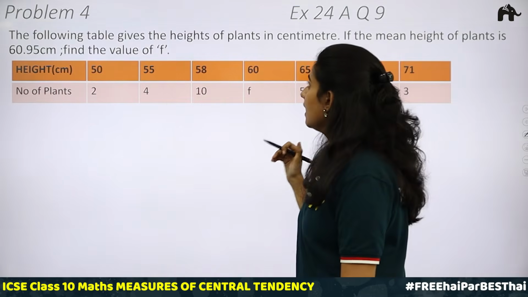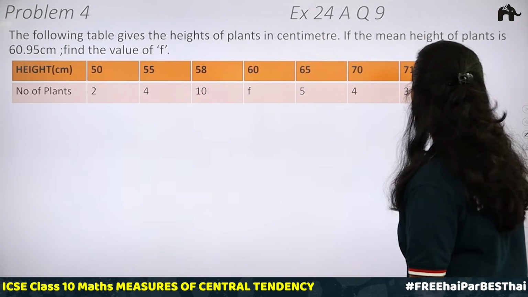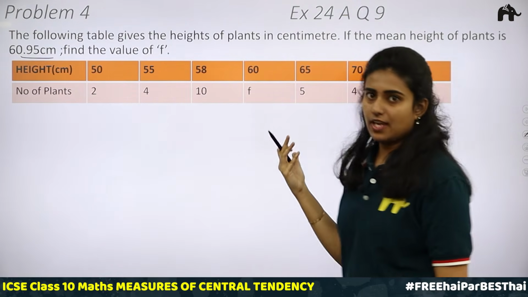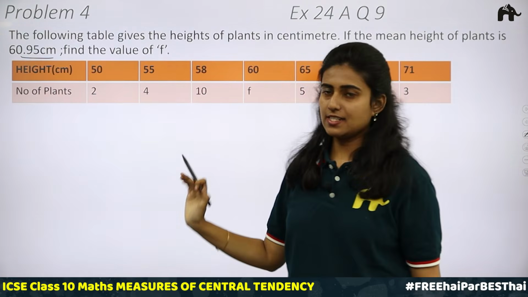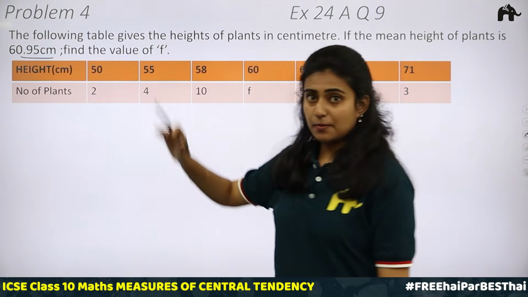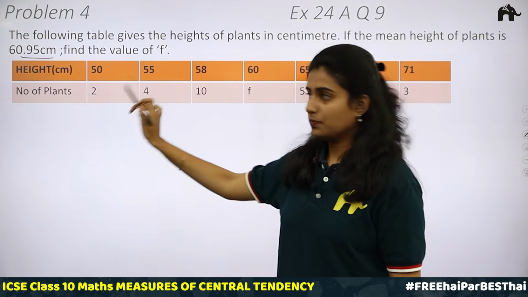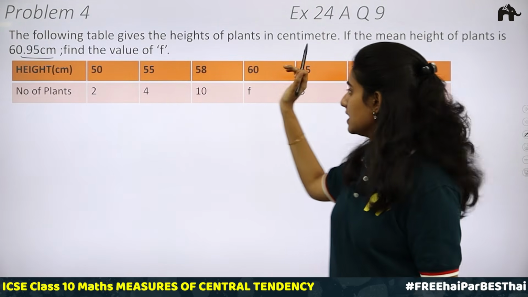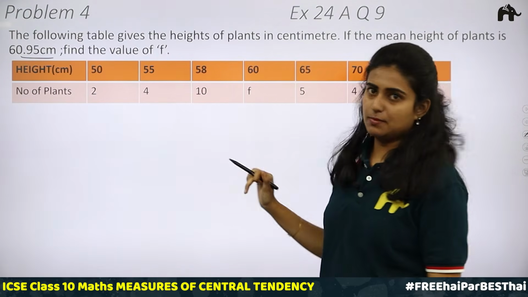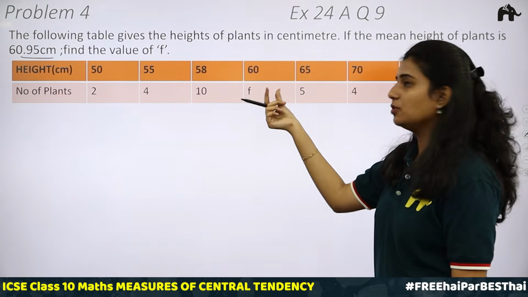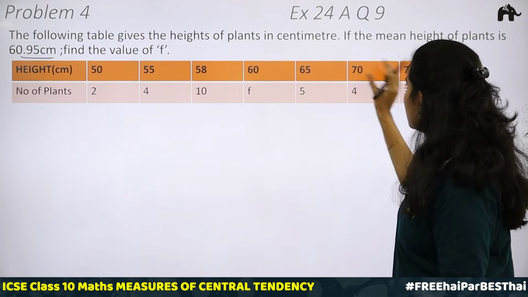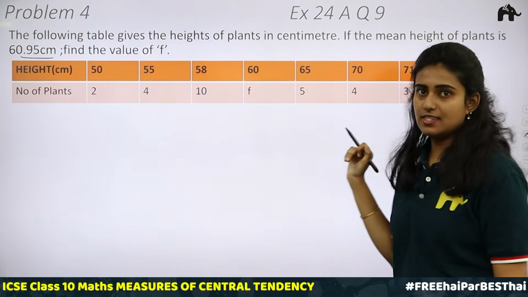The following table gives the heights of plants in centimeters. If the mean height of plants is 60.95 centimeters, find the value of f. Here we have heights and number of plants given. Number of plants is the frequency. Okay. Plants with height 50 centimeters is 2. There are 4 plants with height 55 centimeters, 10 plants with height 58 centimeters, f plants with height 60 centimeters. This is a variable and we are going to find the value of f. 5 plants with height 65 centimeters, 4 plants with height 70 centimeters and 3 plants with height 71 centimeters.